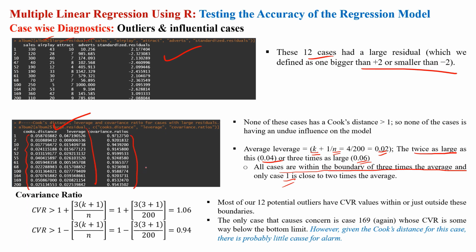the covariance ratio interpretation. For that we need to calculate the upper limit and the lower limit with the help of these formulas. If the covariance ratio is lying within this range, we will say there is no need to delete any particular data point. If it is crossing, then we can think on that one. But remember, for deleting a particular case you can only check the Cook's distance, because none of the cases has a Cook's distance greater than 1. So we can say that there is no need to delete any particular case from the data frame.